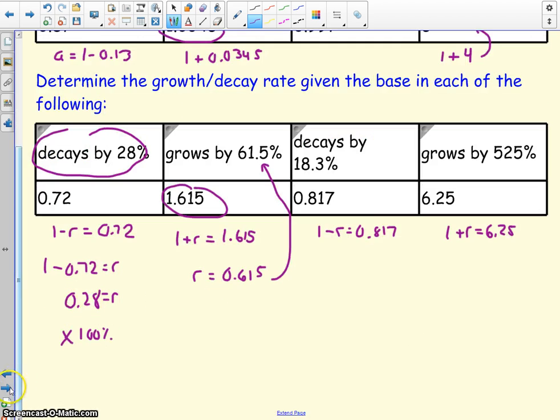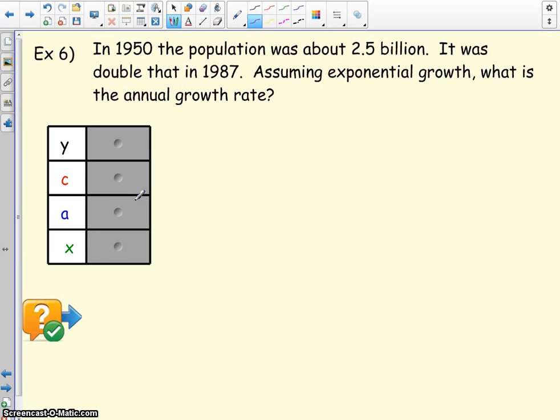Okay. So now let's look at some more word problems here. So we're told here in 1950 population was about 2.5 billion. It was double that in 1987. Assuming that growth is going to be exponential, so it's growing by a common ratio every single year. What is the annual growth rate?